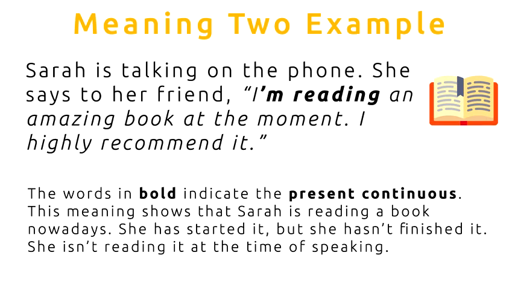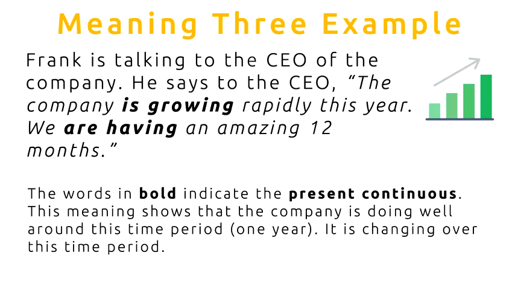And let's look at meaning three. Frank is talking to the CEO of the company. He says to the CEO, "The company is growing rapidly this year. We are having an amazing 12 months." So the words in bold indicate the present continuous, but this meaning shows the company is doing well around this time period, which is 1 year. It is changing over this long time period.